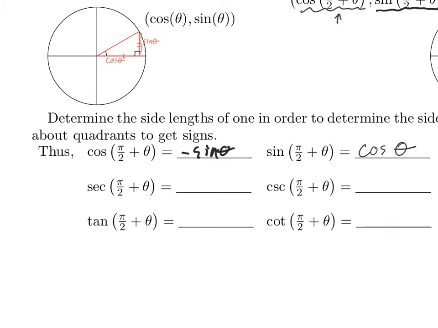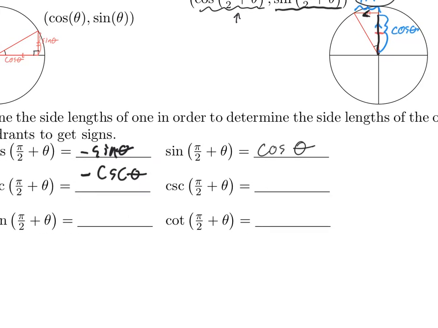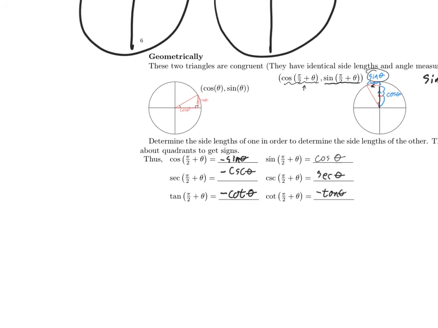And I think I won't talk through these numbers. I'll leave those for you. I'll write down what the end result should be. So secant of pi over 2 plus theta is the same thing as negative cosecant theta. Cosecant of pi over 2 plus theta is the same as the secant of theta. Cotangent is negative tangent. Tangent becomes negative cotangent. Cool.